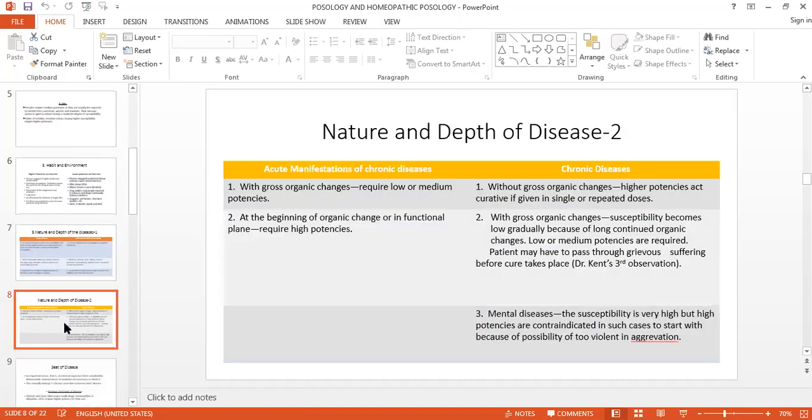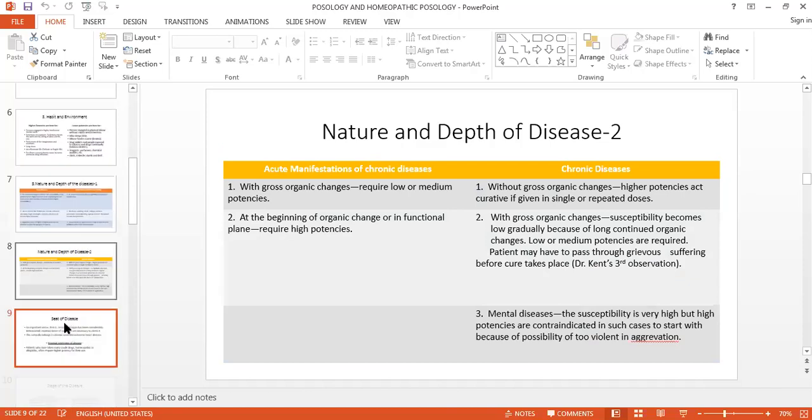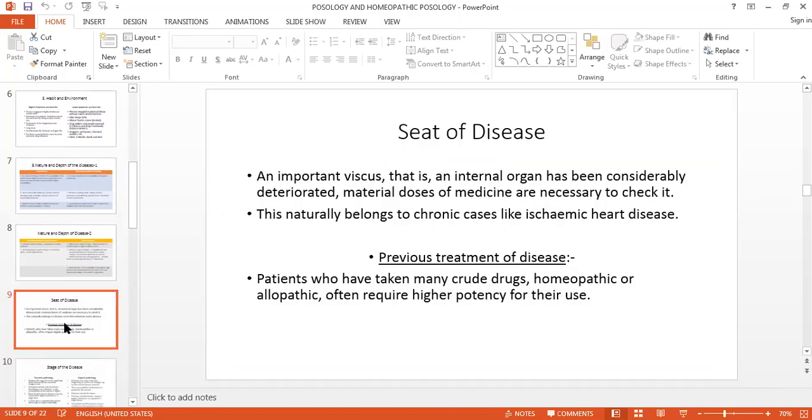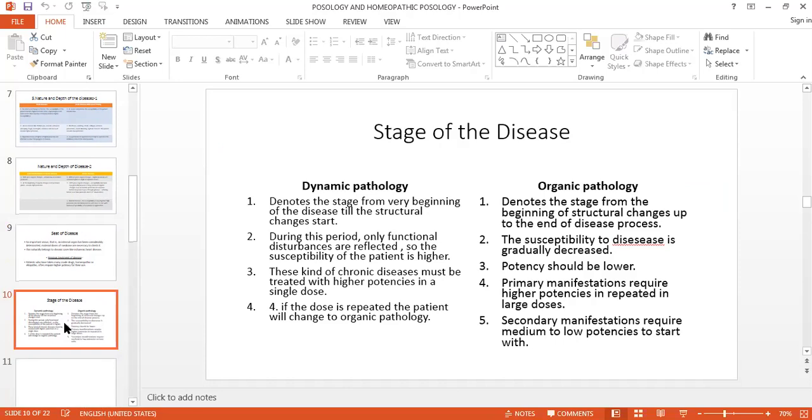We have also seen the acute diseases and the chronic diseases, with gross pathological changes and without gross organic changes. Then the seat of the disease, again we have seen, if the internal organs are involved, then we have to give the medium or the lower potency. In that case, we can also use mother tinctures. Then according to the stage of the disease, if the stage is very primary, then we can give the higher potency, and if it is a secondary manifestation, then we have to give lower potency.